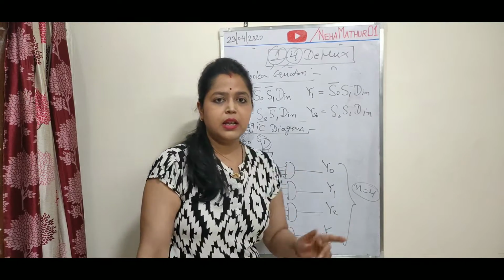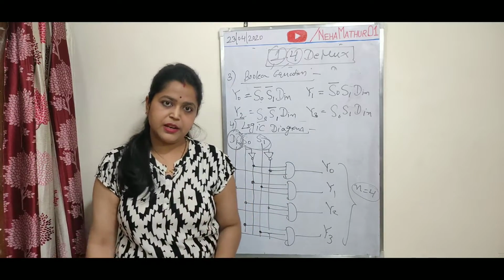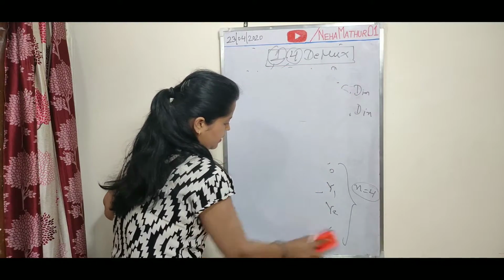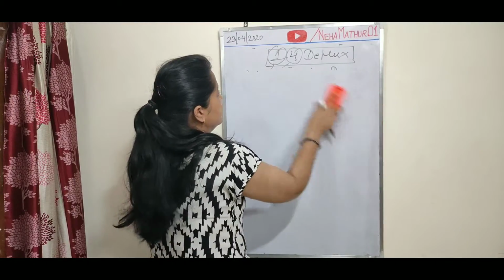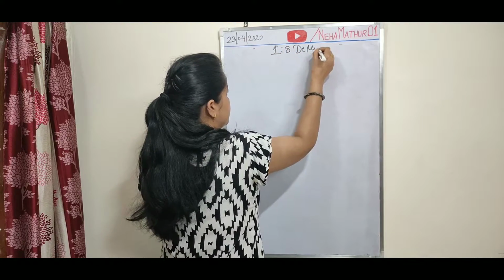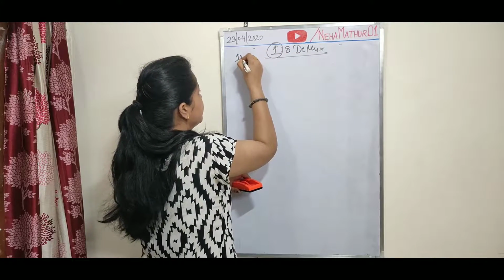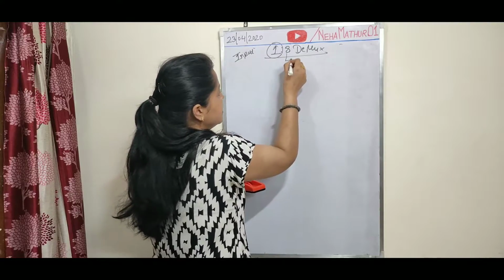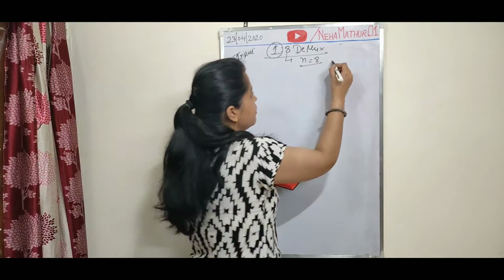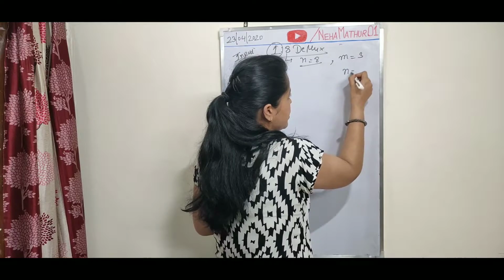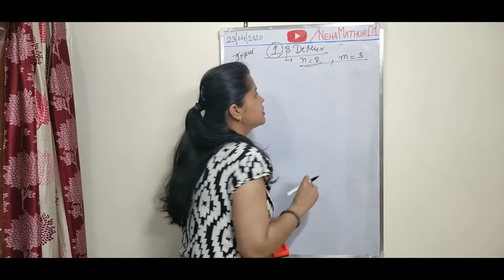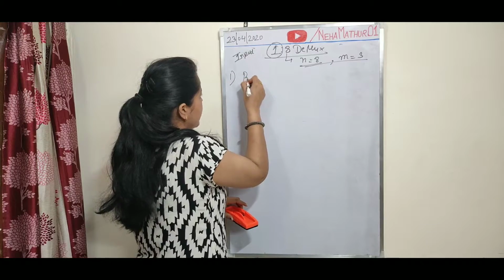Fine. Now we'll deal with the 1:8 demultiplexer, in which you will have 8 output terminals. 1 to 8 demux, single input, 8 outputs, that means n is equal to 8, and when n is equal to 8, m will be 3, because n is equal to 2 raised to the power m, that is 2 raised to the power 3. So when n is equal to 8, m will be 3.